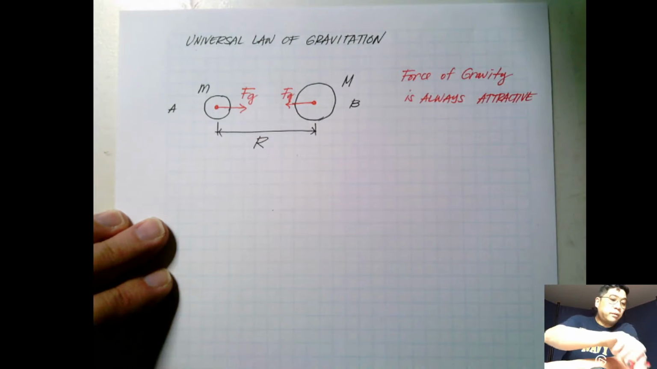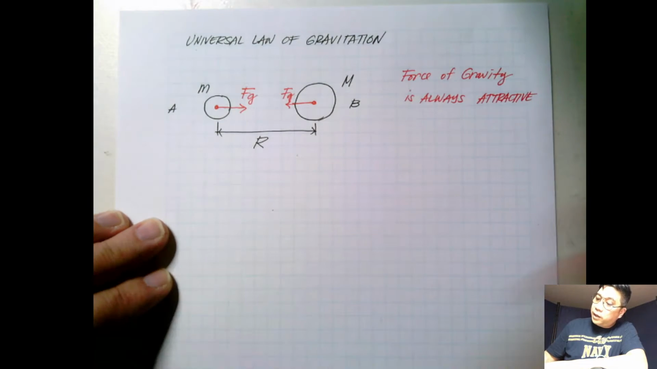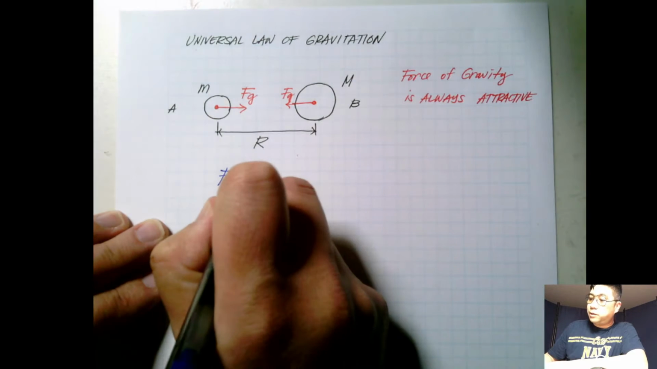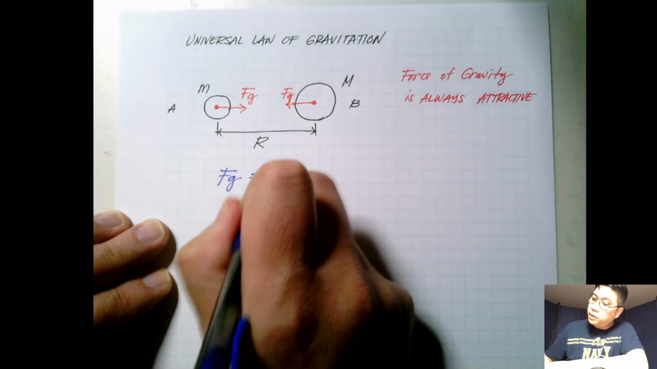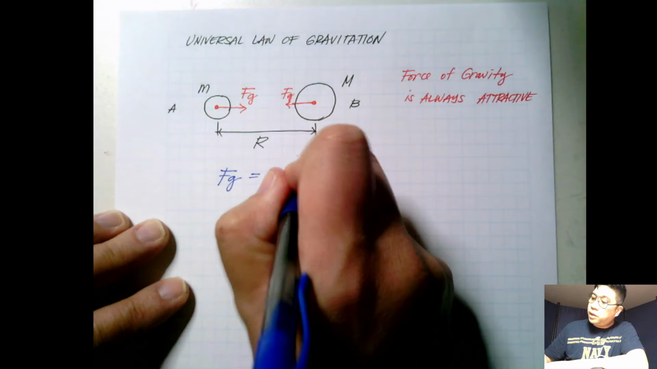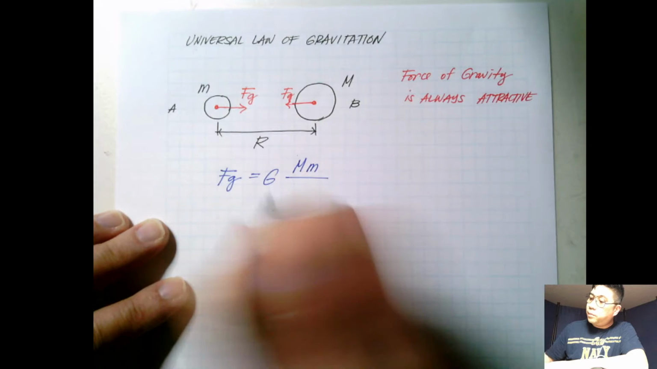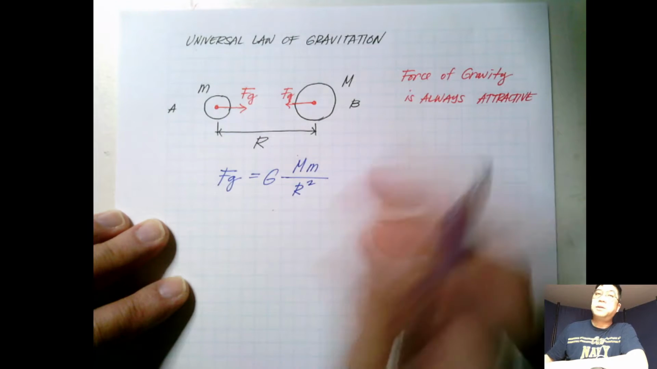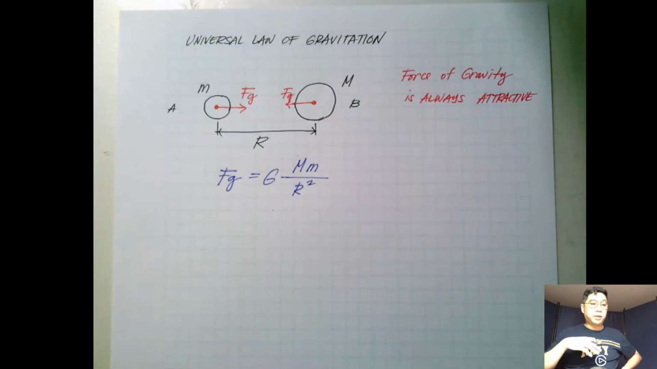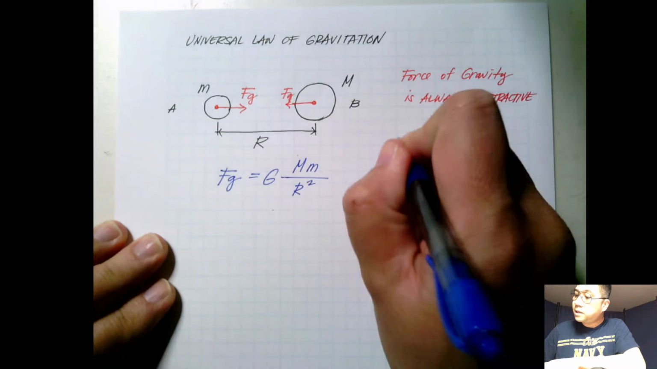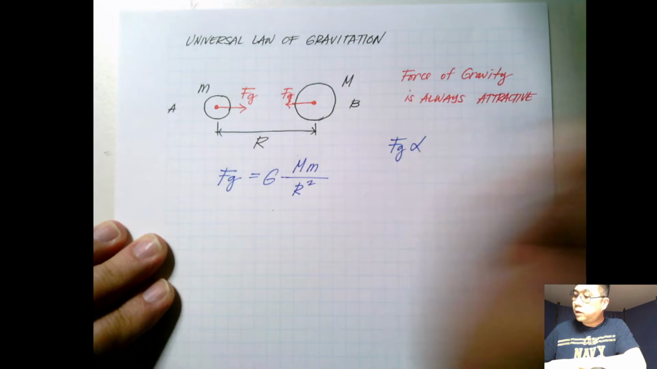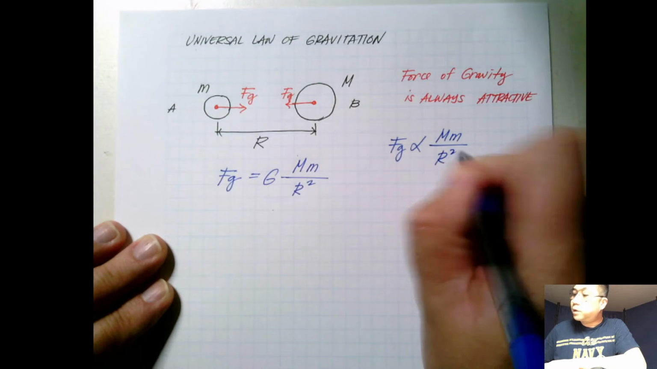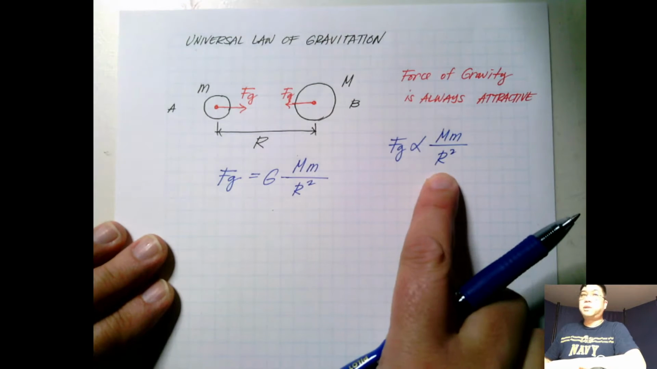Now, according to the Universal Law of Gravitation, the equation can be represented as follows. Fg, the force of gravity, is equal to G multiplied by the product of the masses divided by the square of the distance between those two objects. Originally it's written as Fg is directly proportional to the product of the masses and inversely proportional to the square of the distance. So what does it mean?